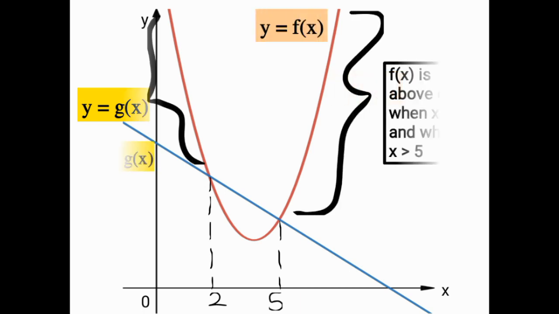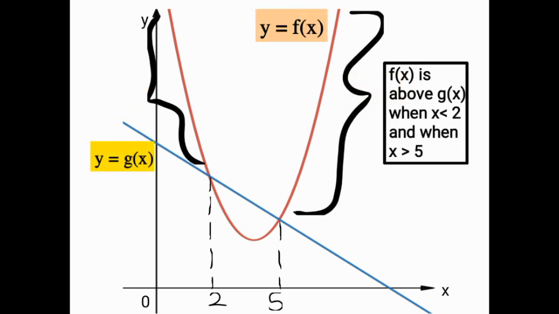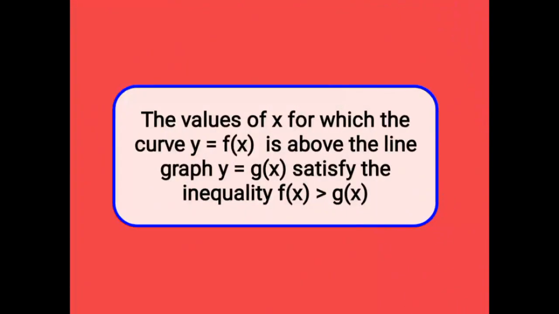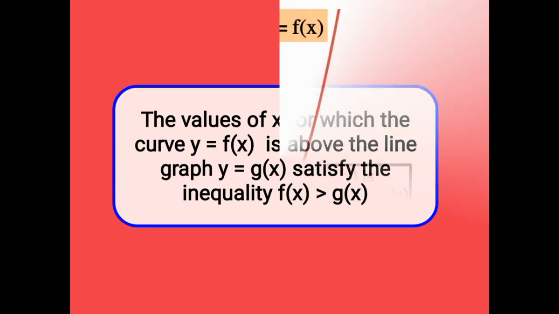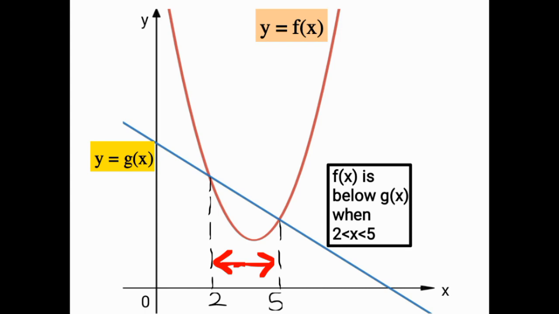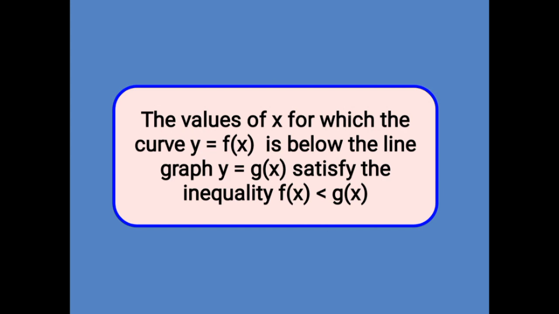So, if you take a look at these graphs, the quadratic graph y equals f(x) is above the linear graph y equals g(x) when x is less than 2 and when x is greater than 5. The values of x for which the curve y equals f(x) is above the line graph y equals g(x) satisfy the inequality f(x) greater than g(x). The curve f(x) is below the line g(x) when x is greater than 2 but less than 5. The values of x for which the curve y equals f(x) is below the line graph y equals g(x) satisfy the inequality f(x) is less than g(x).